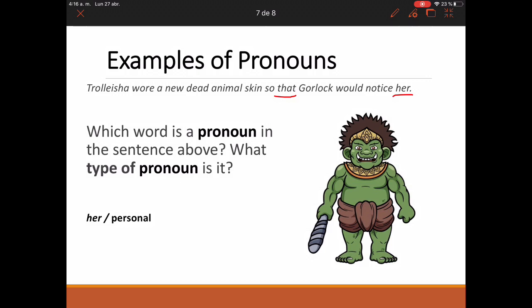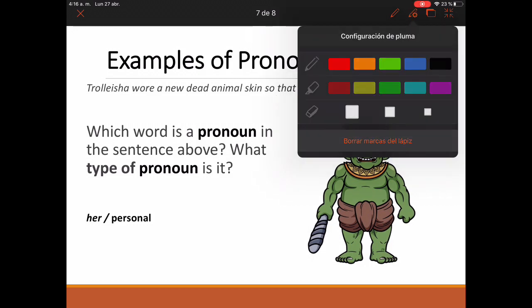Her, and what type is it? A personal pronoun. And also we have that. And that, what type of pronoun will it be? Exactly, a demonstrative pronoun. So with this, I hope that you have understood all the topics.